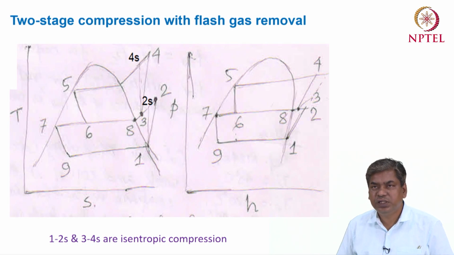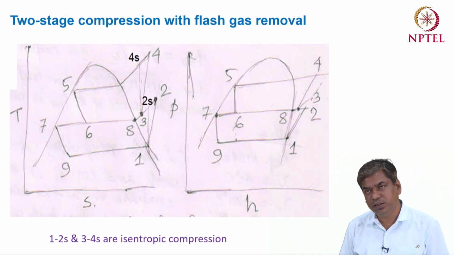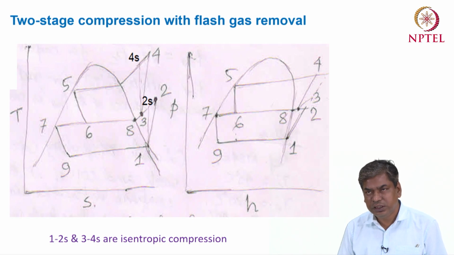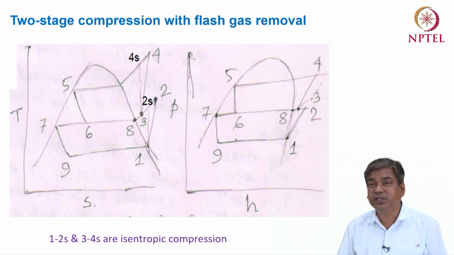The same thing we can represent in a pressure-enthalpy diagram. 1 to 2 is the compression, then point 3 is what we get after the mixing, then 3 to 4 is the process in the second compressor, 4 to 5 is the heat rejection process, 5 to 6 is the expansion process in the first expander, and 7 to 9 is also an expansion process in the second expansion device.